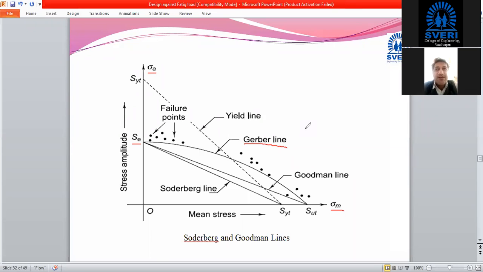We can Google it and check the Goodman line or Gerber line. Okay, so in this case, the important point is how we are going to select the factor of safety. That factor of safety should be selected in such a way that the component is safe under the application of fluctuating stresses, and it should work for an infinite number of cycles.